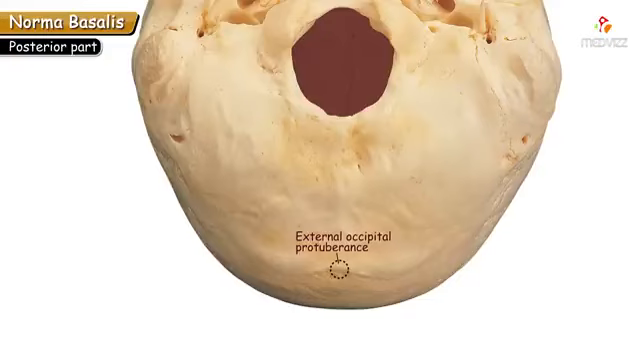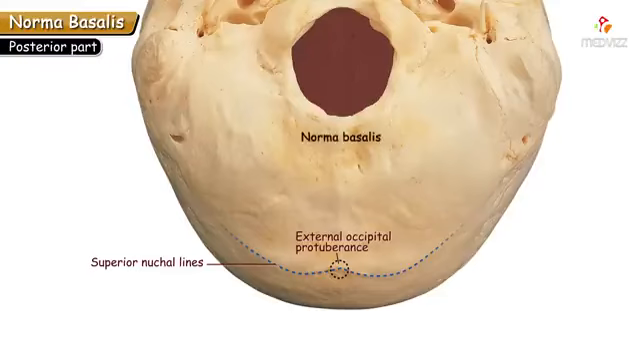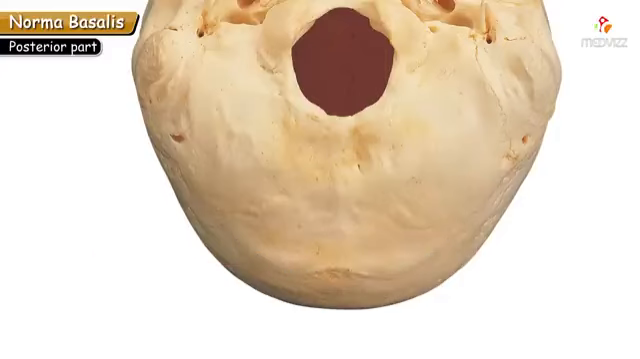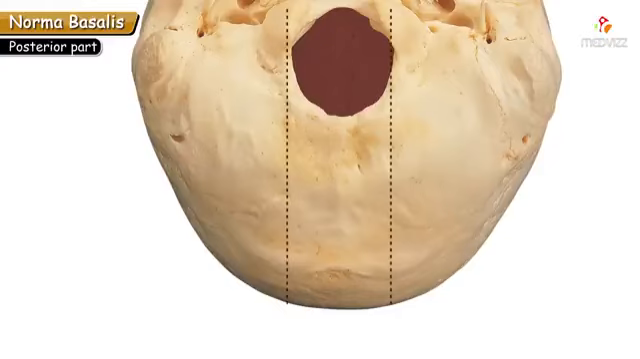And on each side of the external occipital protuberance there are arching lines called the superior nuchal lines. So the external occipital protuberance along with the superior nuchal line demarcates Norma basalis from Norma occipitalis. So let's talk about the features of the posterior part of Norma basalis. For our convenience, we divide it into the median area and two lateral areas.